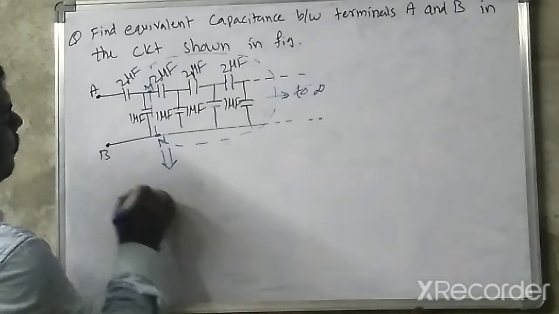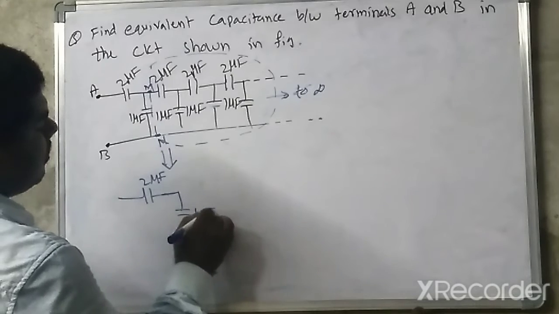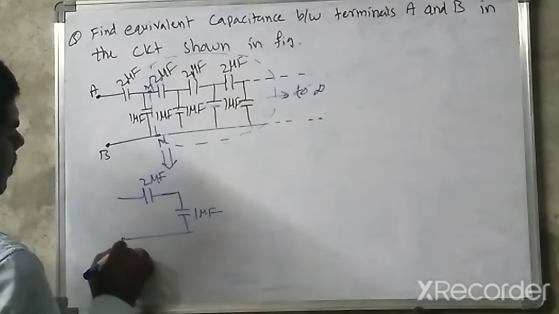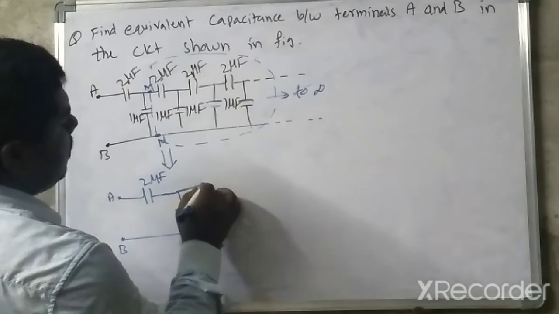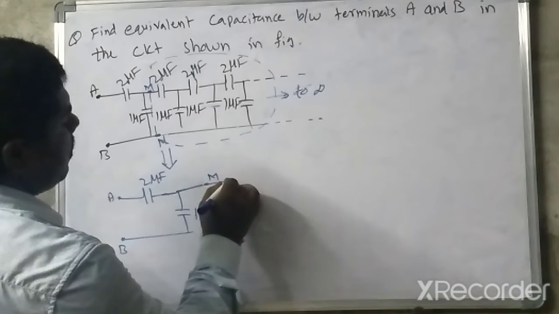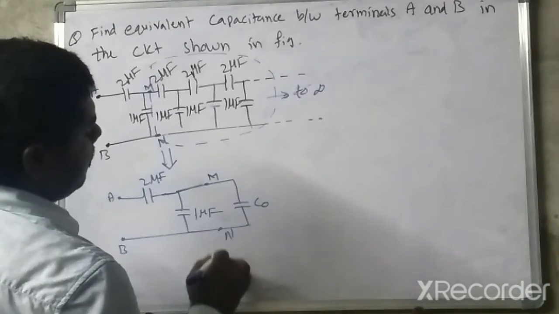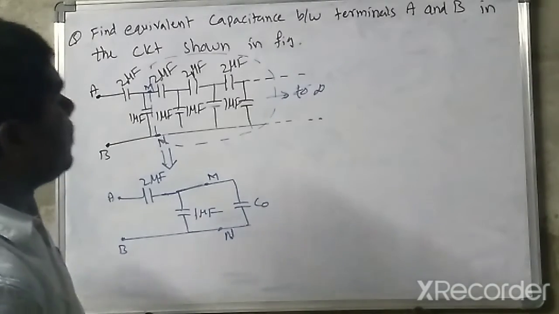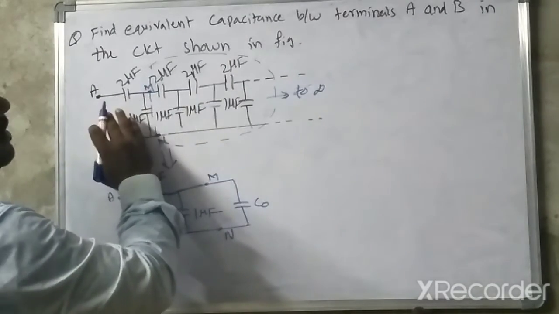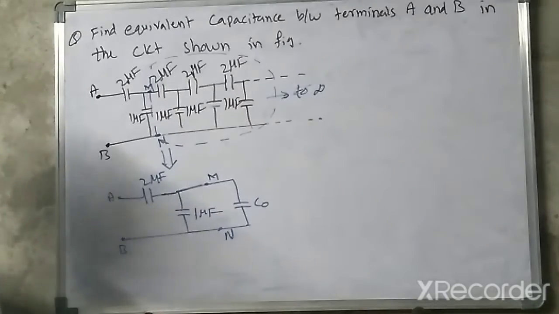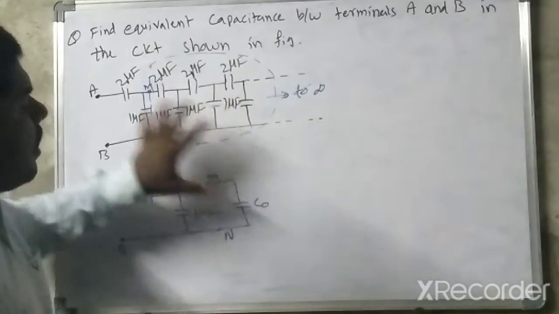So here the 2 microfarad, here the 1 microfarad. Here is connected the B terminal, here the A terminal. After that here the M, here the C naught, here the N. So one circuit continues to infinity: 1 2 1 2 1 2 1 2 like that to infinity. That's why this total I am going to consider as C naught.